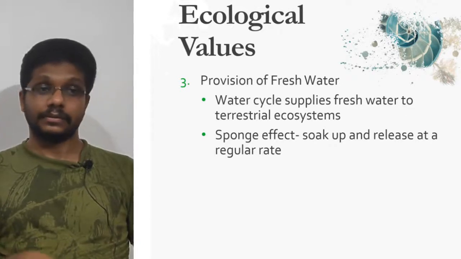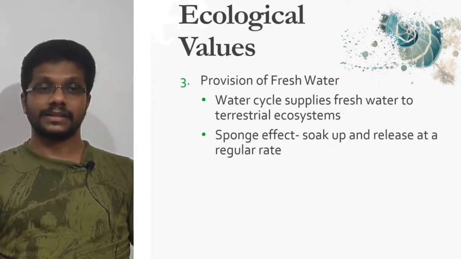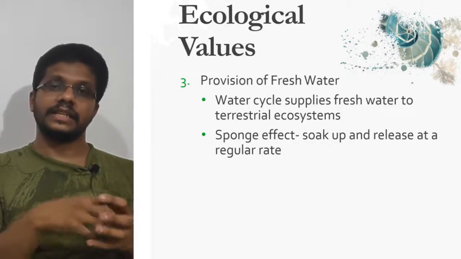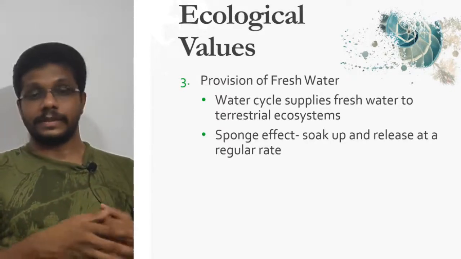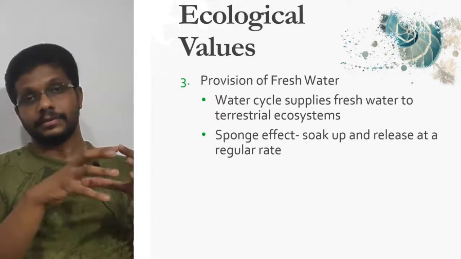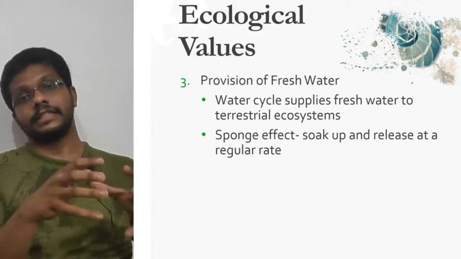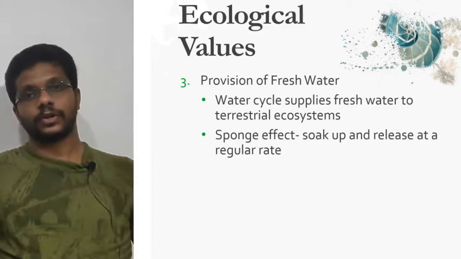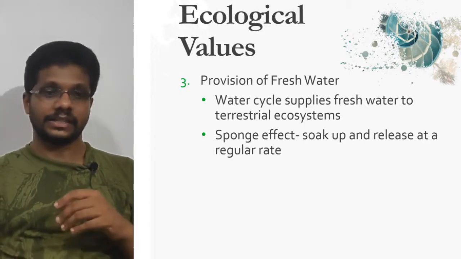Then the forest and other natural ecosystems have a sponge effect. When we have an excess amount of water, they soak up the water and release it slowly, so that we will get water throughout the year. And if the ecosystem or the forest is diverse, the holding capacity of that system will be more, so it will hold more water and release it for a long duration. So biodiversity in the forest is important, especially for the plants.